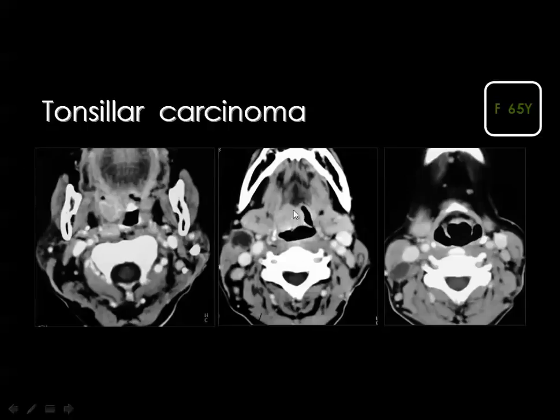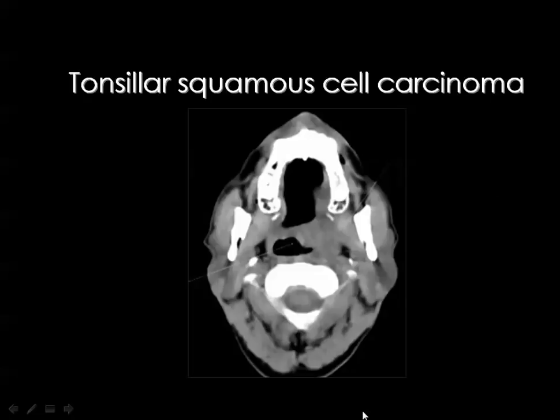And here the tumor is also invading the mouth floor, as you can see here. But in the neck, you can see this necrotic lymph node deep to the sternomastoid muscle. And this is another one, metastatic lymphadenopathy. And this is the third, non-necrotic lymph node as well. This is a good example of tonsillar carcinoma.